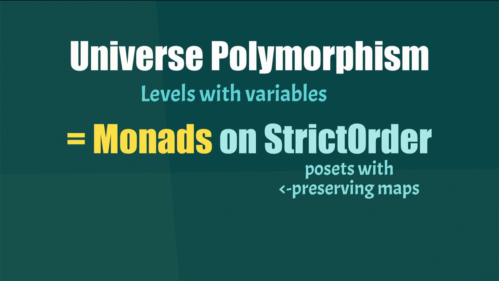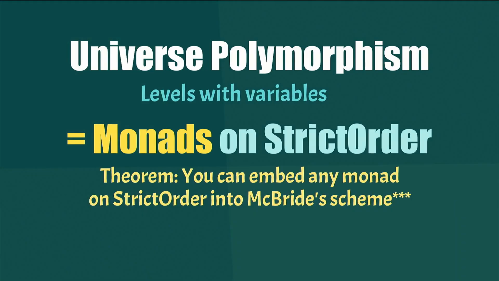So now I have universe polymorphism defined as monads. Again, just to remind you, the theorem is that you can embed any universe polymorphism, or now more precisely, any monad on this category, into McBride scheme. So you can see that the number of stars has been reduced. Now the remaining part is to turn McBride scheme into a monad. So I can then really clarify this theorem statement.